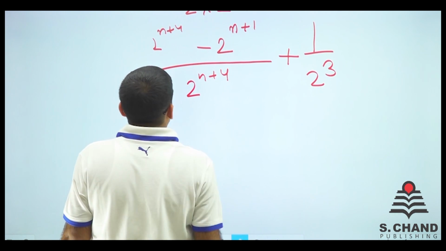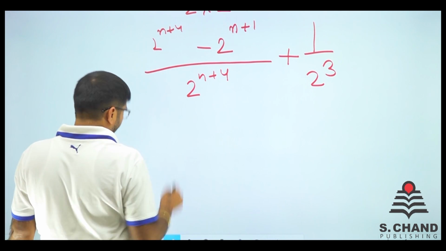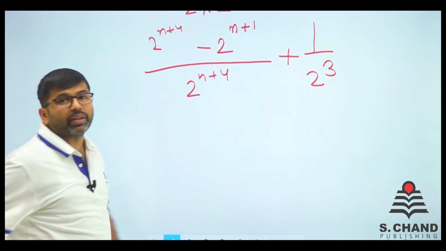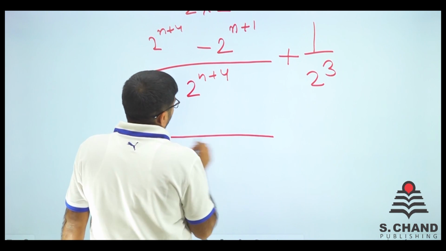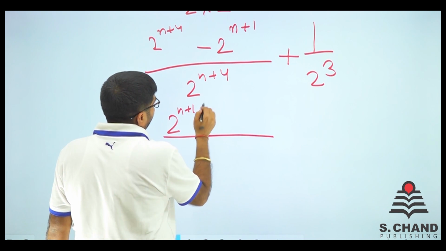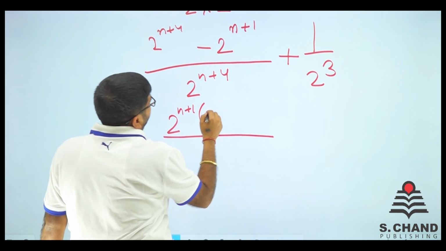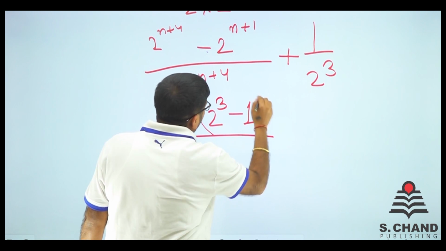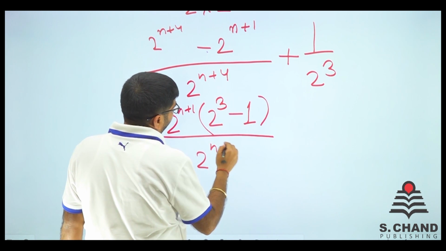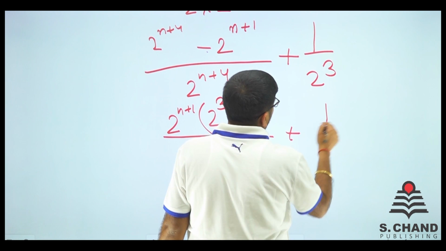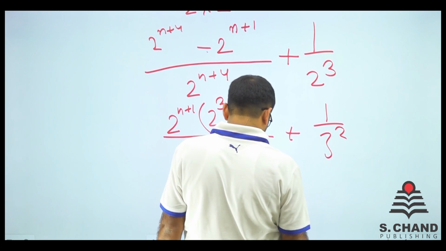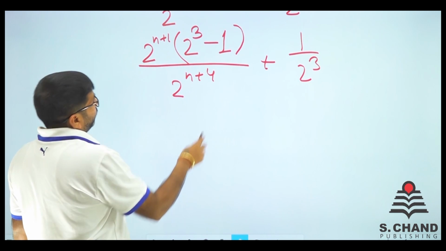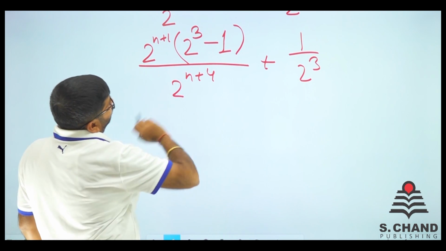Okay. So we have come to this part now. We have 2 raised to n plus 4 here, we have 2 raised to n plus 4 here, but there is 2 raised to n plus 1. So what I can do is take 2 raised to n plus 1 common. If 2 raised to n plus 1 is taken common, 2 raised to n plus 4 becomes 2 cube. And from the 2 raised to n plus 1 term, taking it common leaves 1. And 2 raised to n plus 4 is there, plus 1 by 2 cube is there. Right? Okay.